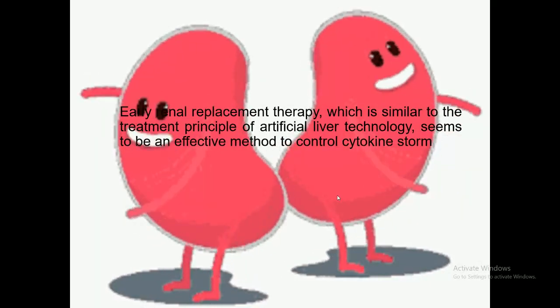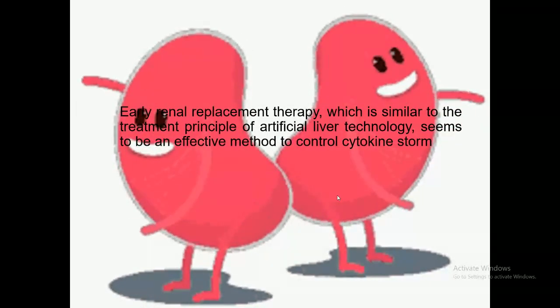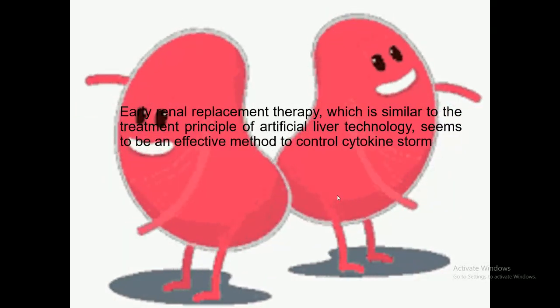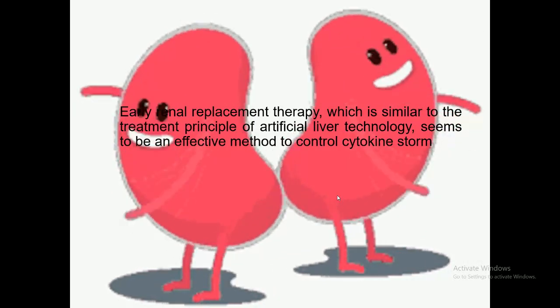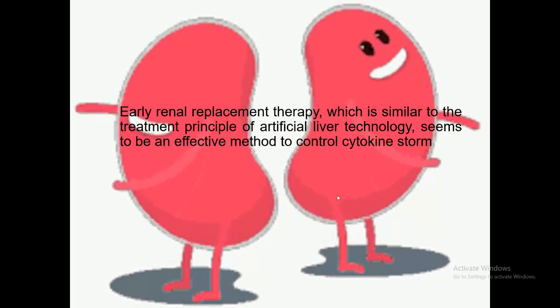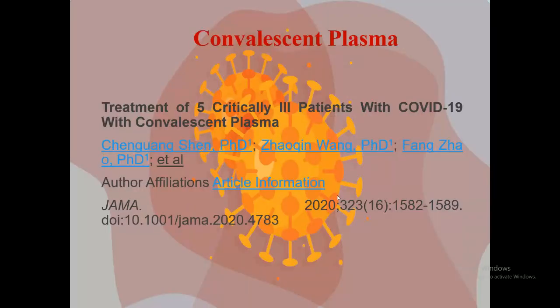Also remember early renal replacement therapy; usually in hemodynamically unstable patients we are using CRRT. It is similar in treatment principle to artificial liver technology and seems to be an effective measure to control the cytokine storm.